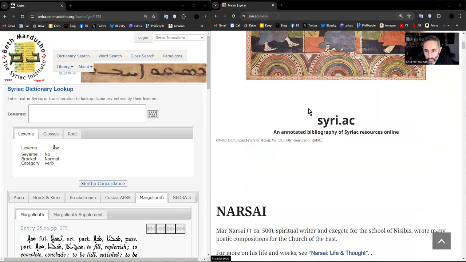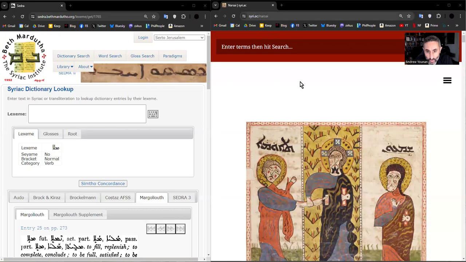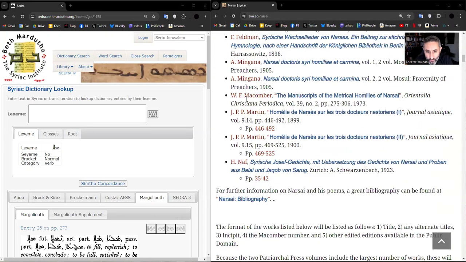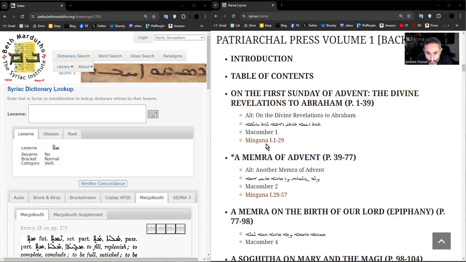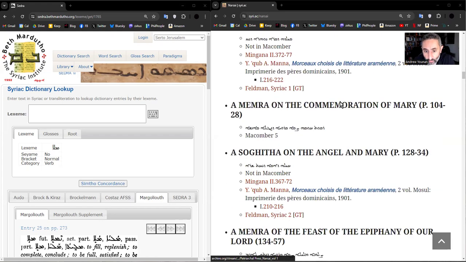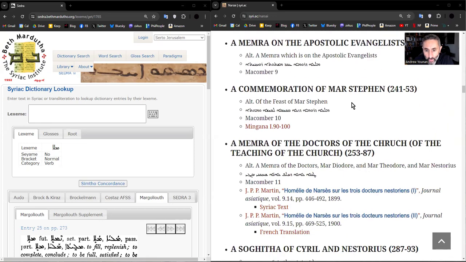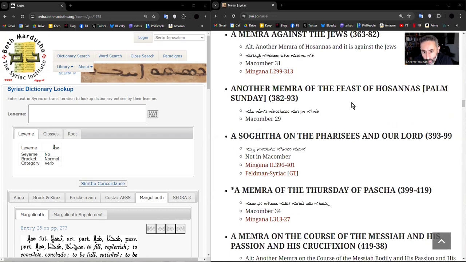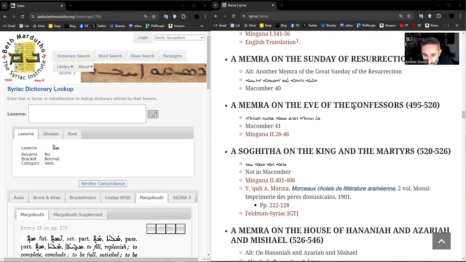And they have all kinds of different writers. And so I'm in the Narsai portion of this, and they have lots and lots of digitized stuff from Narsai. And they have different editions, like these. This is the patriarchal edition. This is the Mingana edition. Basically all of his works. This is great. This was very, very useful to me in my translation, in my work for the Narsai volume that's coming out very soon.